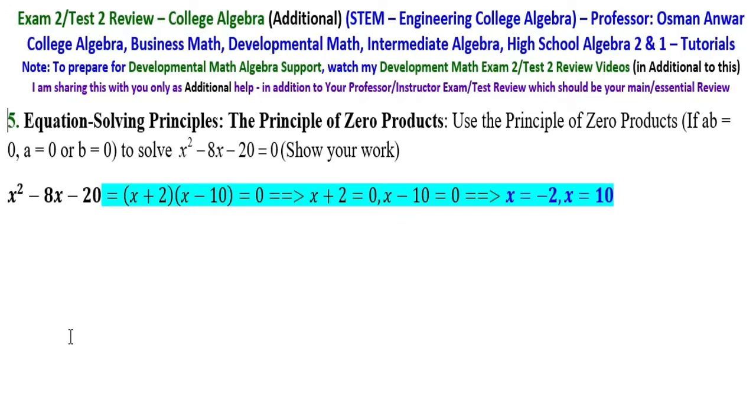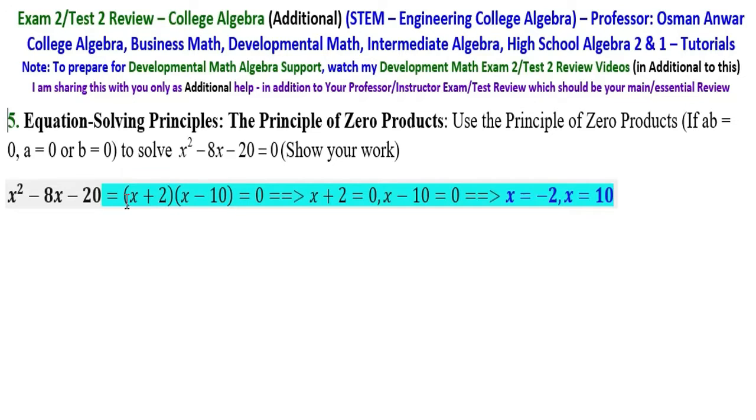Number 5, equation solving principle. The principle of zero product. Using the principle of zero product, that is, if AB equals 0, then A equals 0 or B equals 0, to solve x squared minus 8x minus 20 equals 0. So this is x squared minus 8x minus 20. This can be factored as x plus 2 times x minus 10.